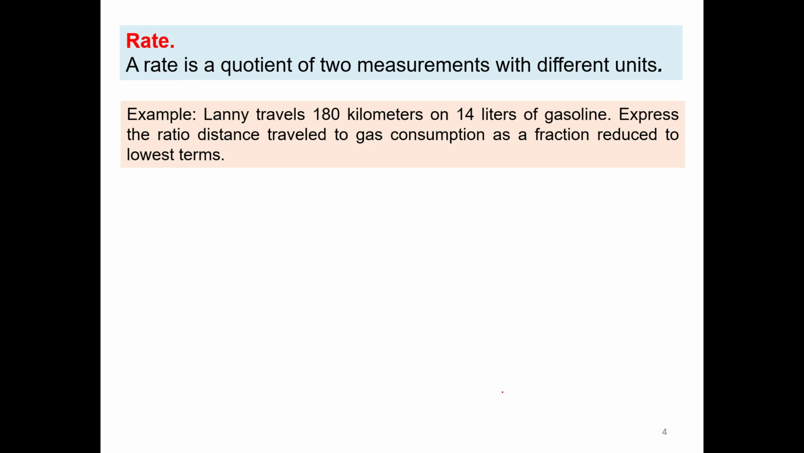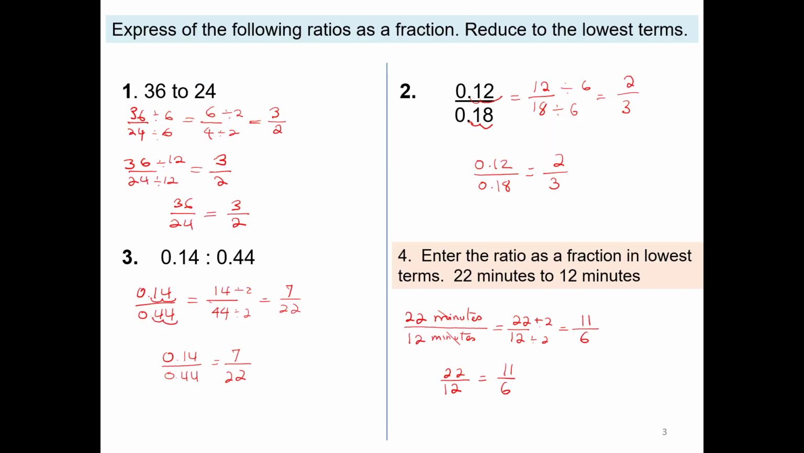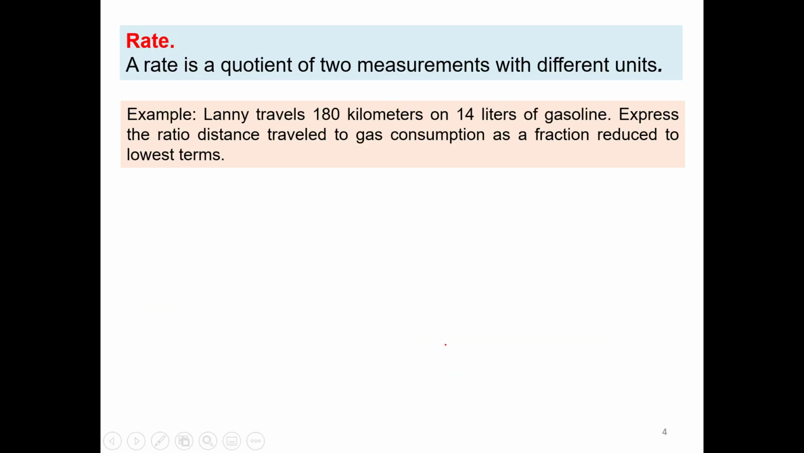Now, a new concept. What is a rate? A rate is a quotient of two measurements with different units. In the last problem, we had the ratio between two quantities with units, but the units were the same. But in this case, we have a problem in which we have the quotient of two numbers with different units. Let's try to solve this problem.